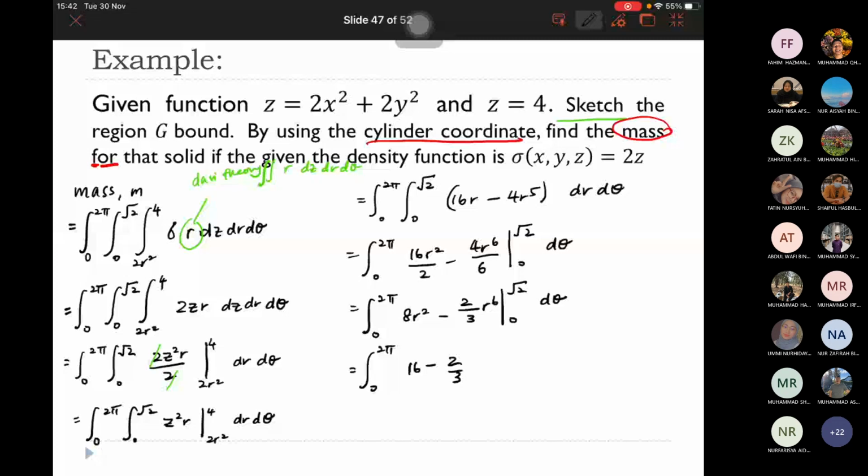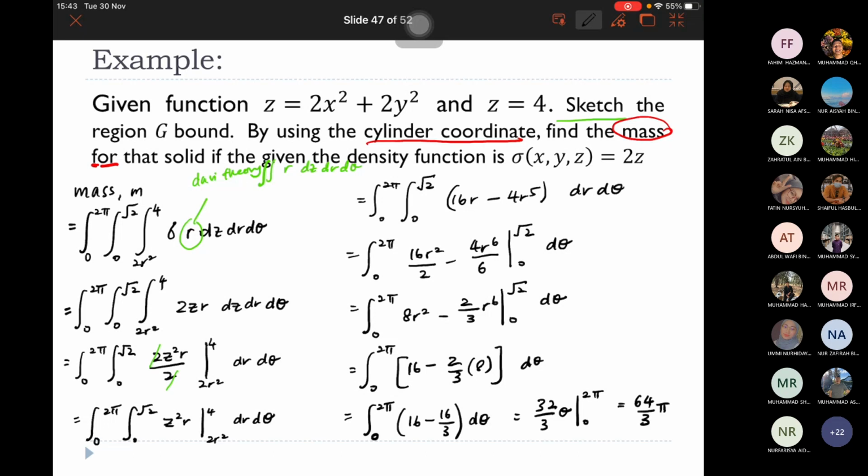Sed 2 is 2 kuasa 1 per 2, 2 kuasa 3, 2 kali 2, 4 kali 2, 8. Okay. Kali dengan 8 d theta. Integrate 0 sampai 2 pi, 16 tolak 16 per 3 d theta. So dapatlah jawapan dia. So akan dapat sama dengan 32 per 3 theta, 0 sampai 2 pi. So dapat 64 per 3 pi.